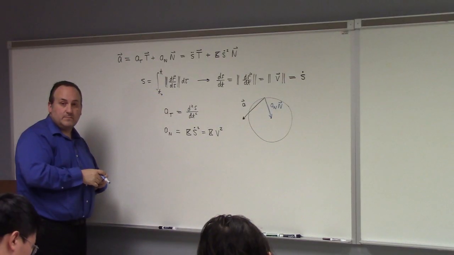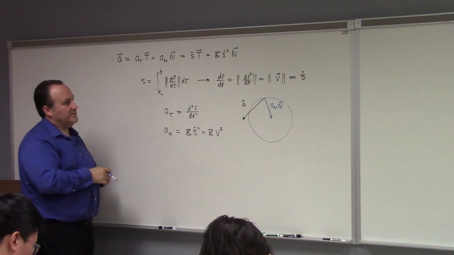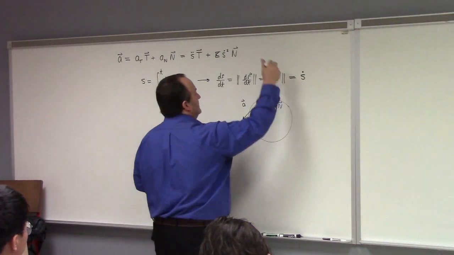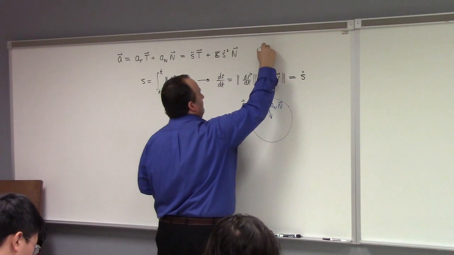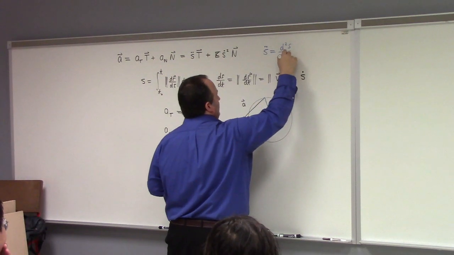Yes, sir. What are the dots above the s? Time derivative. So like s dot. So s double dot is notation for d squared s dt squared.